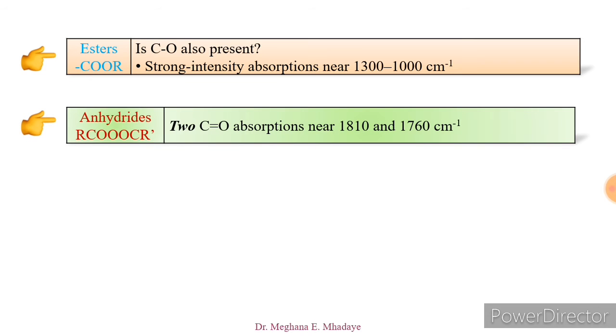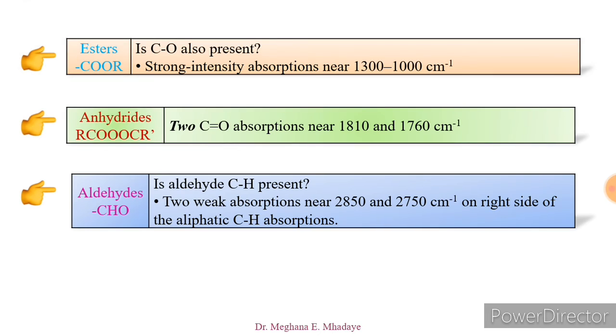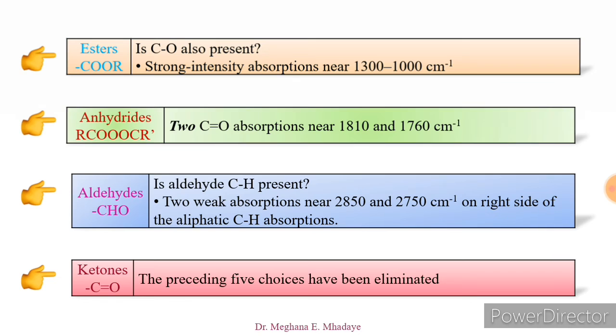Fourth one, anhydride, two C double bond O absorptions near 1810 and 1760 cm inverse. Fifth one, aldehyde, that is CHO functional group. Is aldehyde CH present? Two peak absorptions near 2850 and 2750 cm inverse on the right side of the aliphatic CH absorptions. Sixth one, ketone, that is C double bond O functional group. If the preceding 5 choices have been eliminated, then ketone is present.